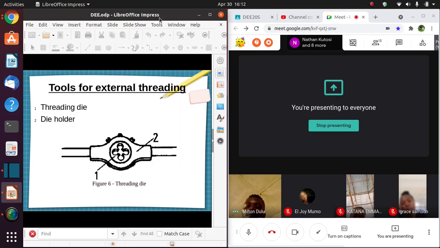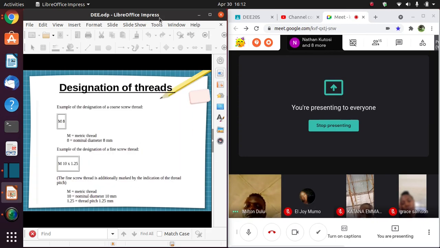Now, how do we identify threads? How do we identify which type of thread it is? Kwa mfano umeenda kwa workshop, utapata kuna charts ambazo zimechorwa kwa ukuta. Ukifungua vitabu kuna hizo tables ambazo zimechorwa katika vitabu.